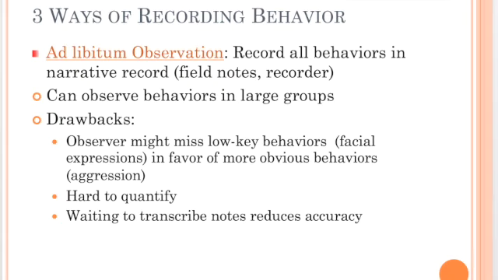So we always encourage researchers who do ad lib or ad libitum observation to transcribe their notes right away so that you can remember why you said or wrote down the things you did. But you might also want to go the other direction. Maybe you don't want to record data from a giant group. You want to focus on just a few individuals. And you want to get a lot of very detailed, very low-key kinds of behaviors like facial expressions.